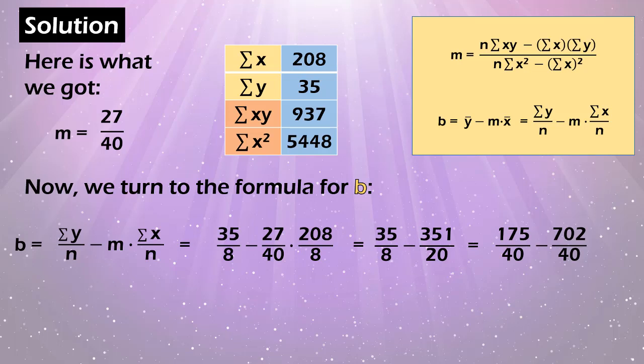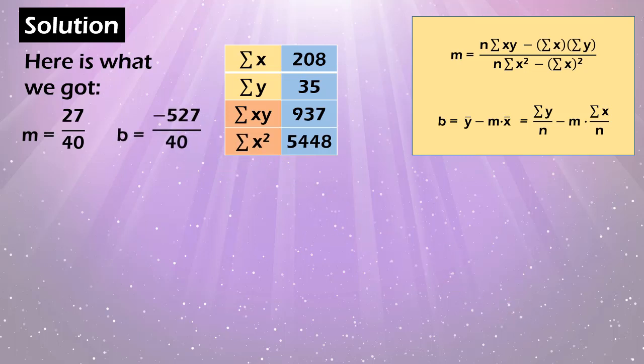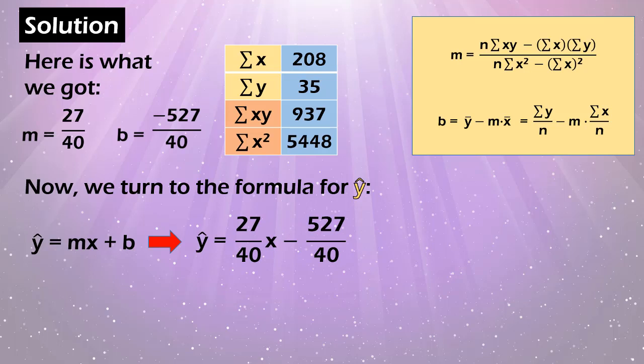We go ahead and subtract, and we find that our b value is negative 527 over 40. That doesn't reduce. So now we'll go ahead and take away all that work and just keep what we need. We have the m is 27 over 40, and the b is negative 527 over 40. So now we're ready to write the equation of our regression line y hat. So y hat equals mx plus b, which is going to be 27/40 x minus 527 over 40. That's the equation of our regression line.